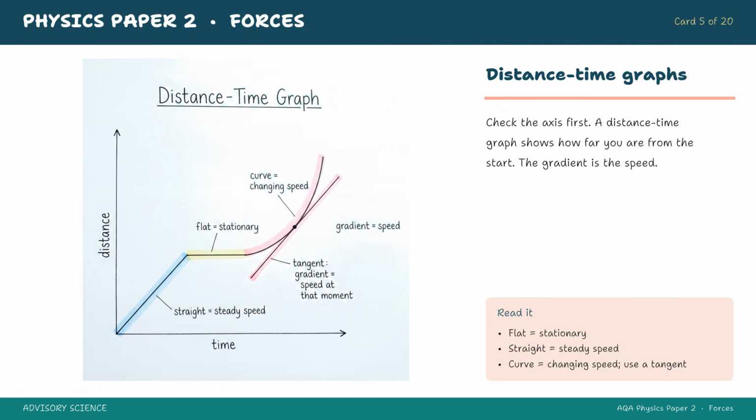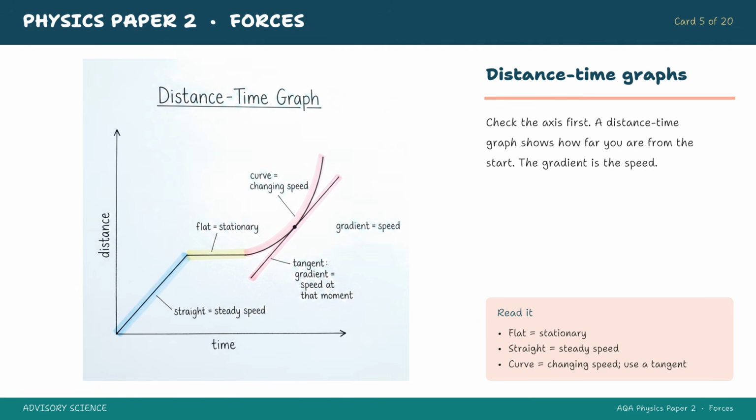A straight diagonal line going up means you're moving away at a steady, constant speed. The gradient or steepness of the line tells you exactly how fast you're going. Are you sprinting, walking, fast or slow? A steep line means sprinting. A shallow line means walking.